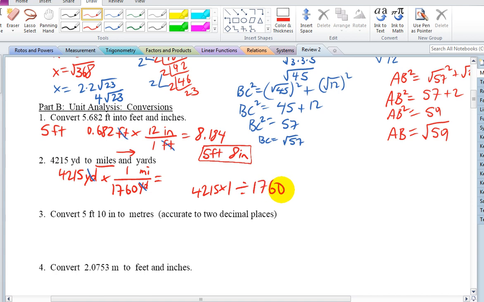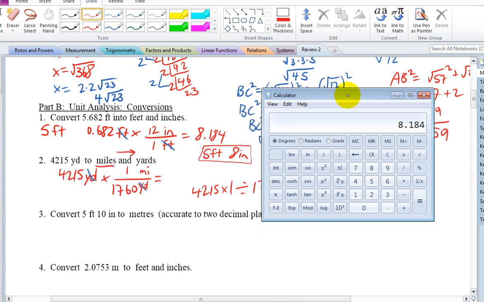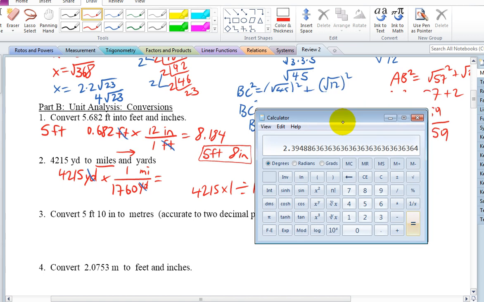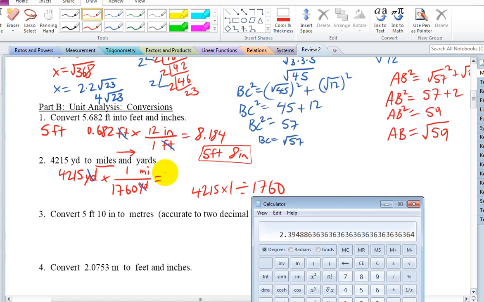Do you really need the times 1 part? No. You don't have to, but if you want to, you can. You're basically dividing here, okay? But technically, yeah, it's times 1. So on the calculator, I put that number in, 4215 times 1 divided by 1760. At 2.3948.